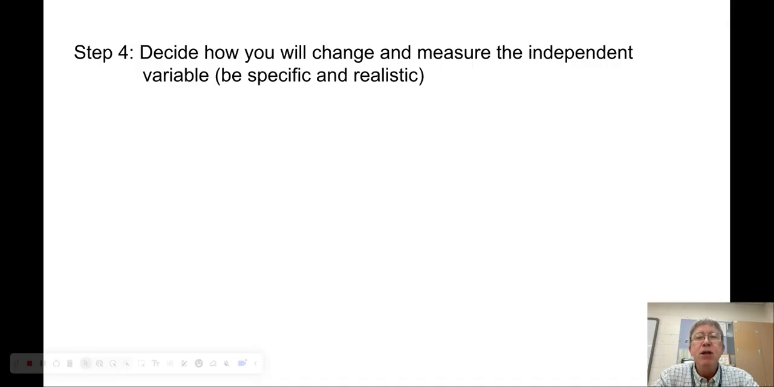Okay. Sorry about that. So now the next thing is to decide how you're going to change and measure your independent variable. You need to be very specific. You need to be realistic. So, okay, I know I want to change temperature. How am I going to do that? Specifically, how are you going to make changes to this?